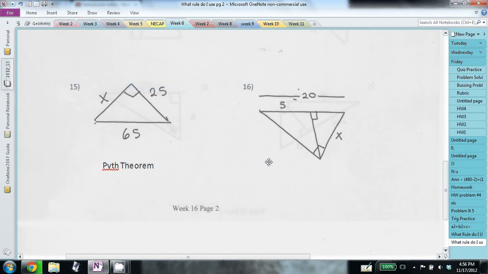Number 16 is probably going to be an altitude, nope, a leg hypotenuse. Yes, leg hypotenuse. So I've got a right triangle with an altitude drawn, although I don't have a number on the altitude. It's drawn in there, and I am looking for a leg, and I have the parts of the hypotenuse, so I'm good to go with that one.